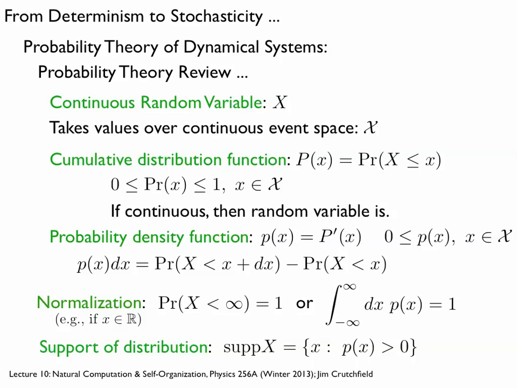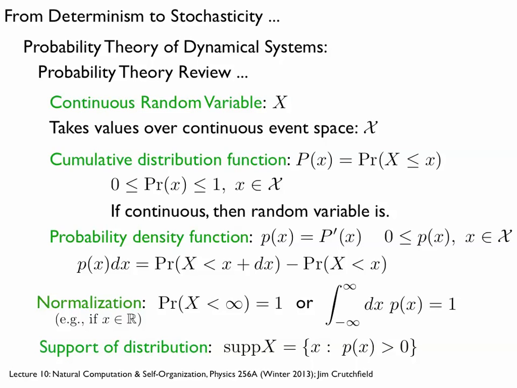Normalization has two different expressions here. One for the cumulative distribution function: probability that x is less than infinity, basically the whole continuous event space, is 1. Something has to happen. Or we can integrate this probability density function over the domain, over the values of the continuous random variable, and that integral should be 1.